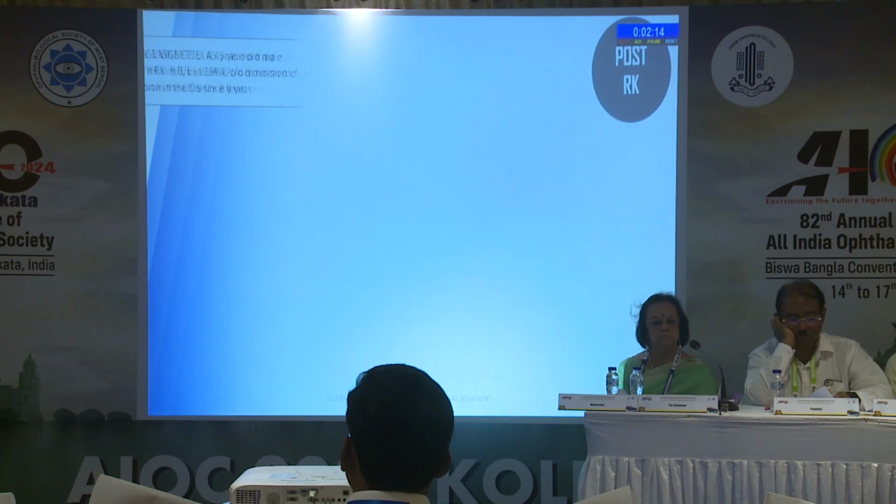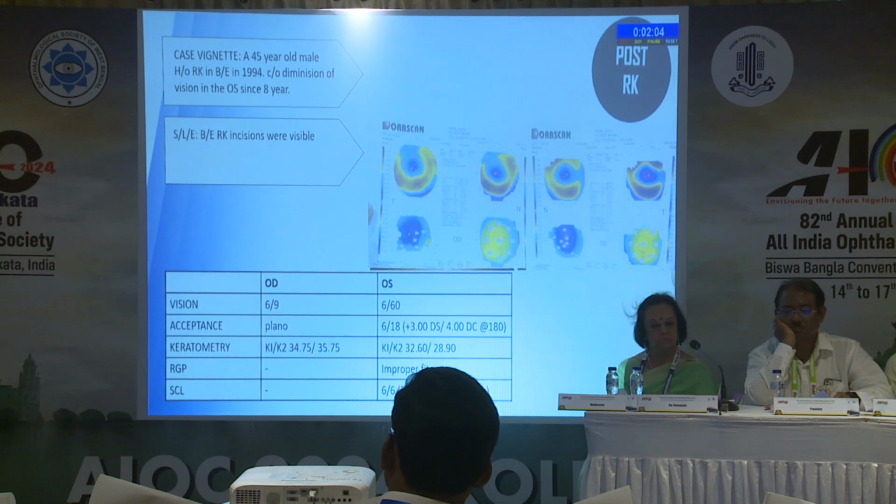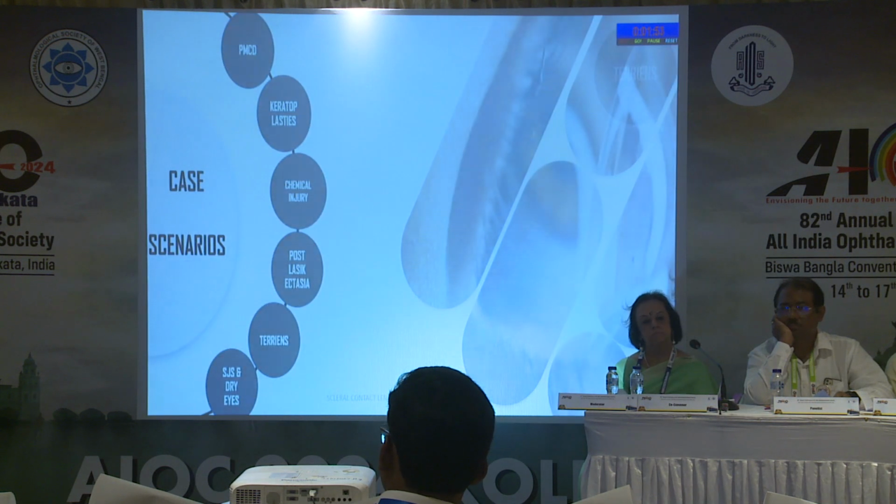Another unusual case in which a 45-year-old male had a history of RK in both the eyes in 1994, and had been complaining of diminution of vision in the left eye since past 8 years. On keratometry, flattening was noted, and a diagnosis of progressive hyperopic shift was made. On scleral contact lens trial, the vision improved to 6/6 in this patient.